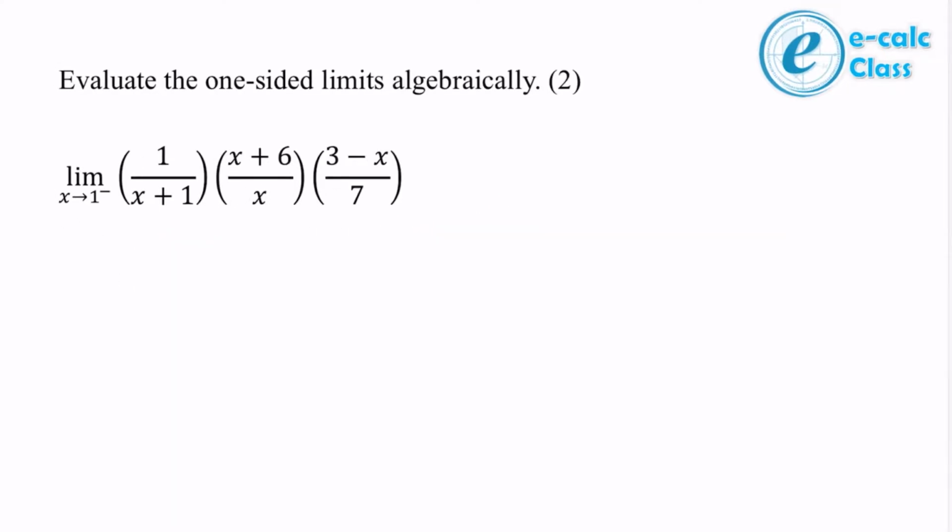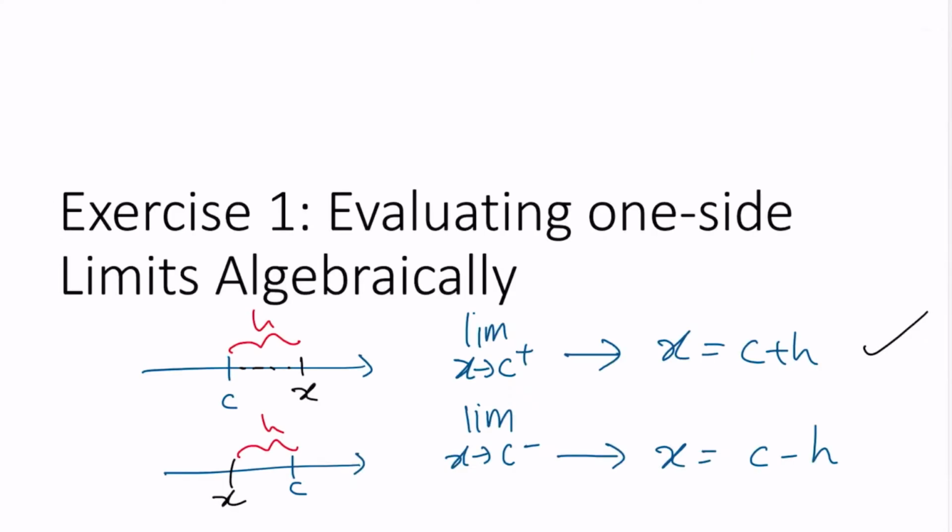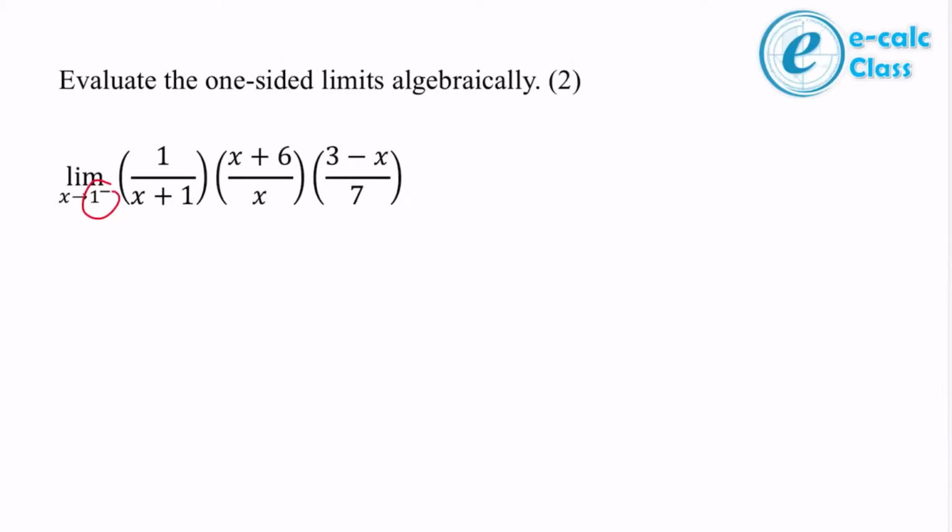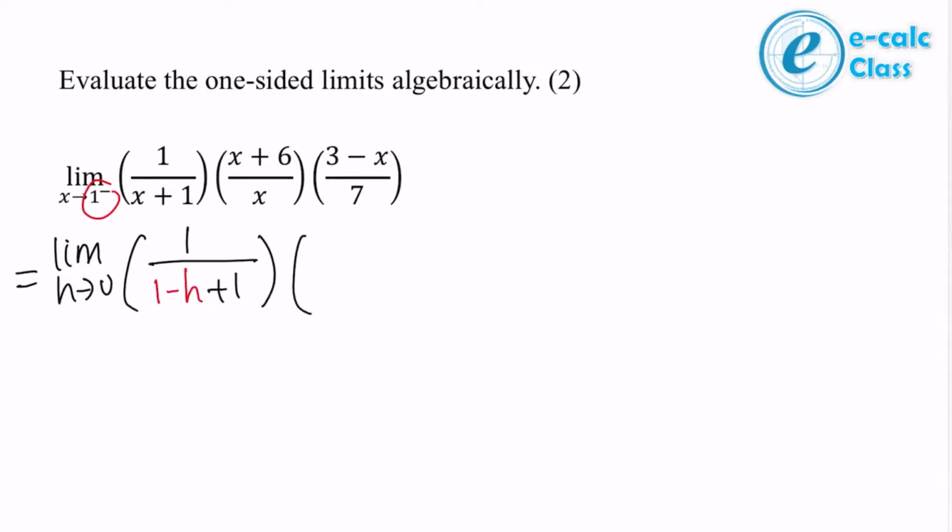Okay, question number 2. So same thing, this time we are approaching from the left. From the left, we use c minus h. So remember, you are now talking about h. Then 1 over c minus h, c minus h.